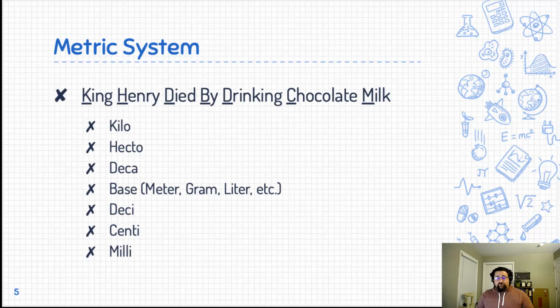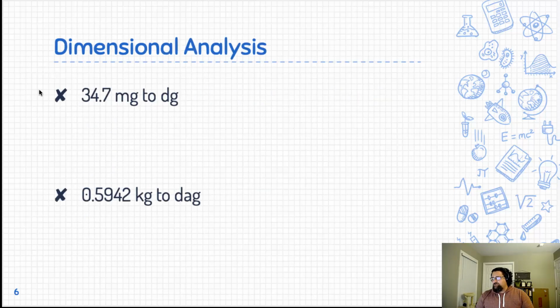We are, however, going to think of this chart, and I want you to think about it this way, with the kilo being up top and milli being down at the bottom. I want you to think about it height-wise: kilo, hecto, deca, base, deci, centi, milli. All right, so we have this. If we look at conversions, let's go ahead and do this dimensional analysis. We want to convert 34.7 milligrams to decigrams.